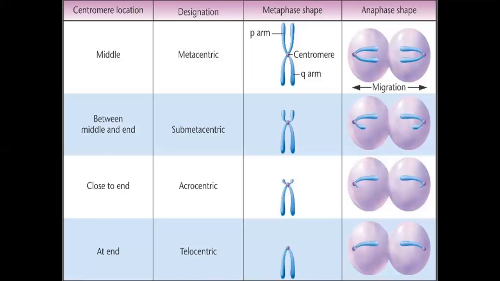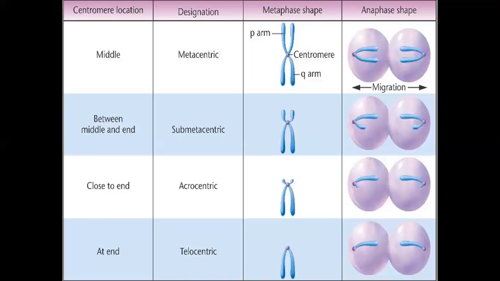So now coming to the classification of the chromosomes, depending on the position of the centromere, chromosomes are classified into four categories, that is metacentric, submetacentric, acrocentric, and telocentric. Once again, it is metacentric, submetacentric, acrocentric, and telocentric.